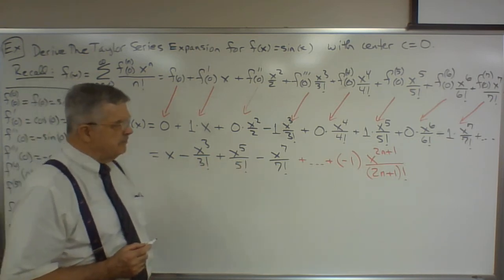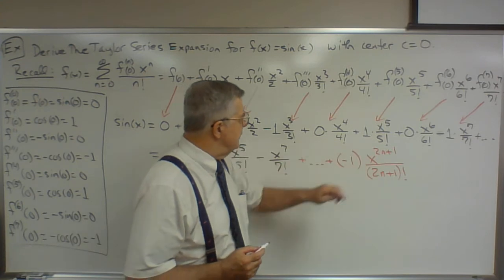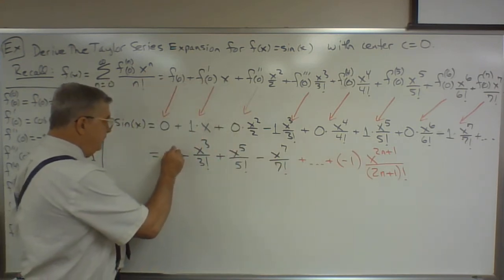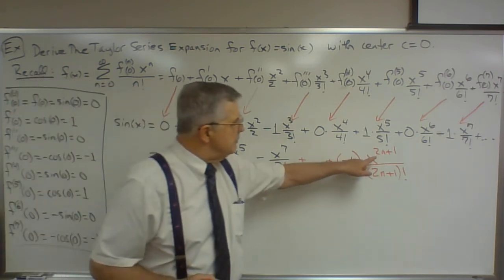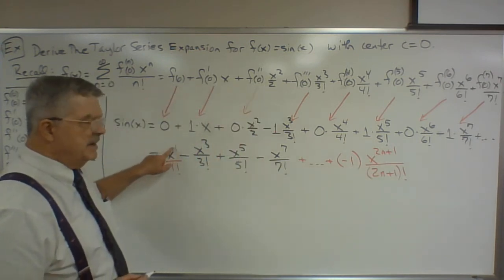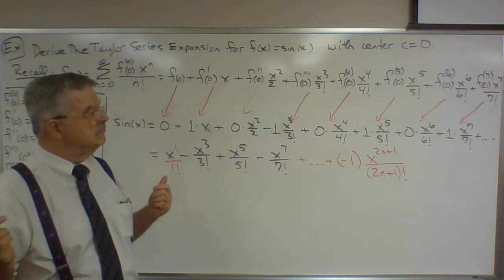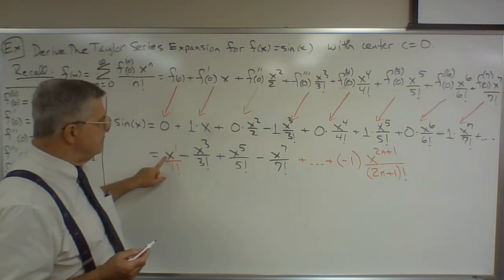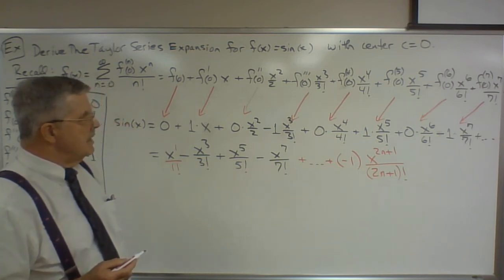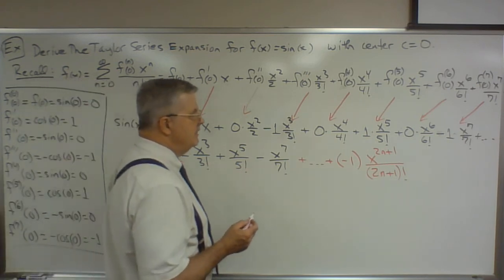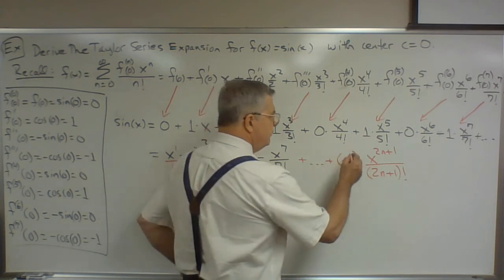Now, if we use this formula to get the first term, and this is x to the 1st over 1 factorial, that means that 2n plus 1 equals 1. What does n have to be? 0. So this is the n equals 0 term. This is the first term, second term, third term. And so it looks like we want the sign changer, negative 1, raised to the nth power.